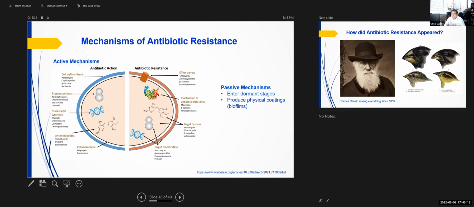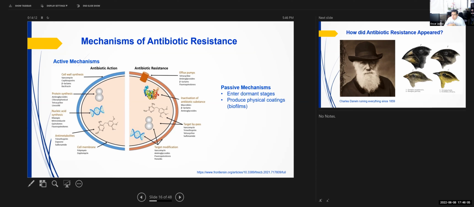But we're also going to have passive mechanisms, and apparently the passive mechanisms are the most important ones, because it turns out that most antibiotics only inhibit bacteria that are multiplying, okay? So what these microorganisms do is they simply stop multiplying. They enter dormant stages, or they produce physical coatings around themselves, which are called biofilms. And in these dormant stages, and in these biofilms, basically they stop dividing, and they really don't care about the antibiotics that are flowing in our body. Okay, and as soon as the 2 weeks of antibiotic treatment have passed, these microbes simply reawaken, and they continue to produce the infection.